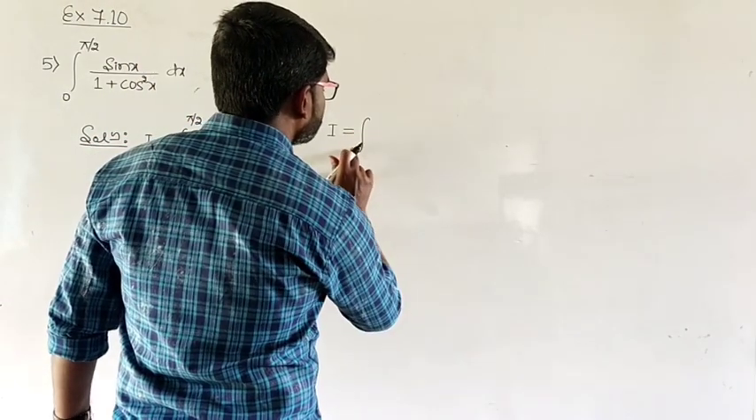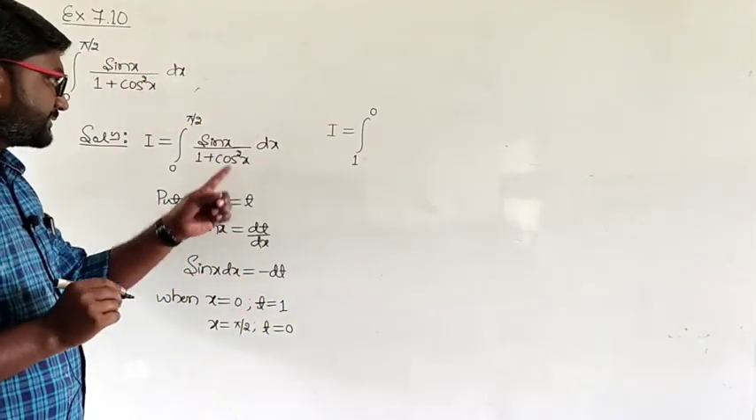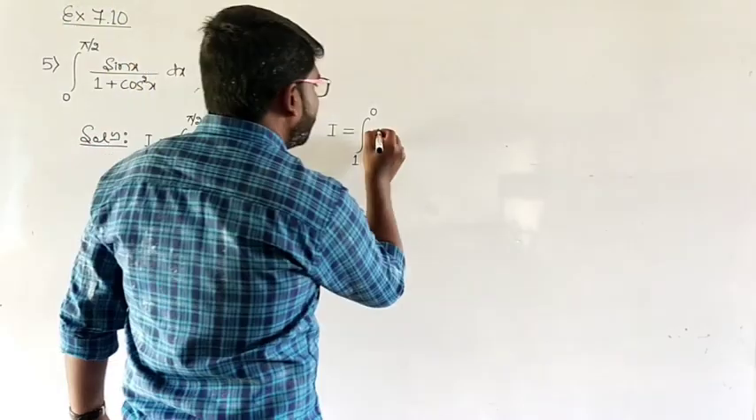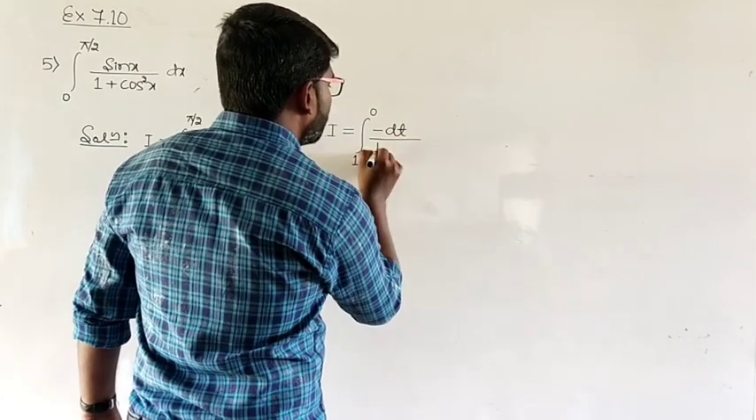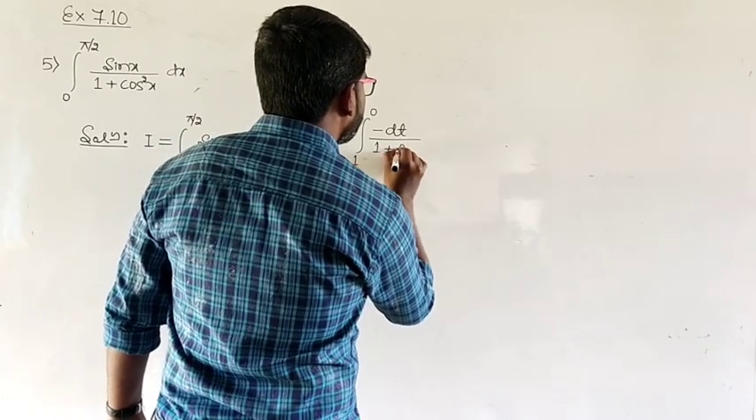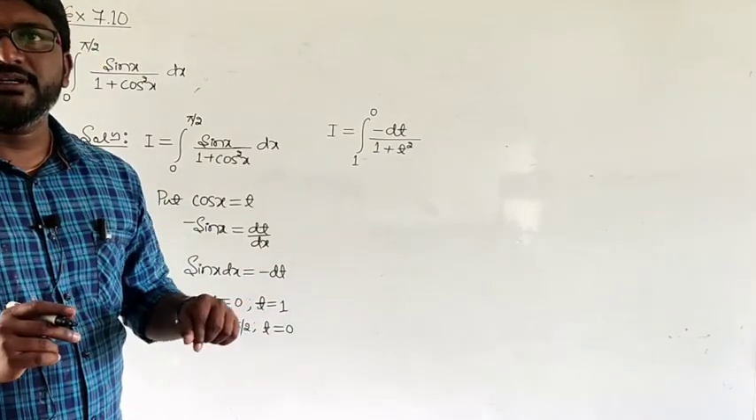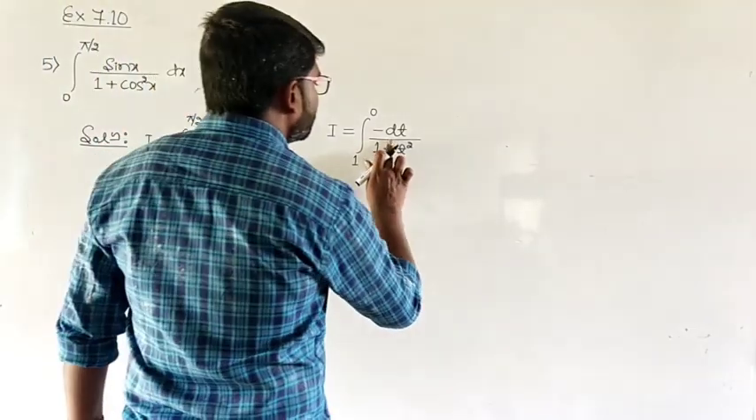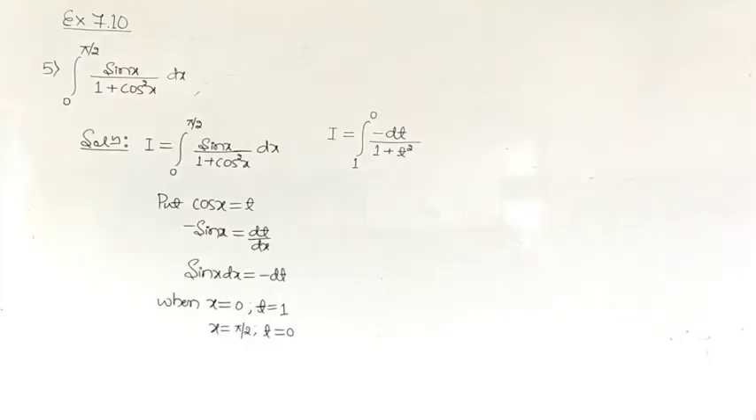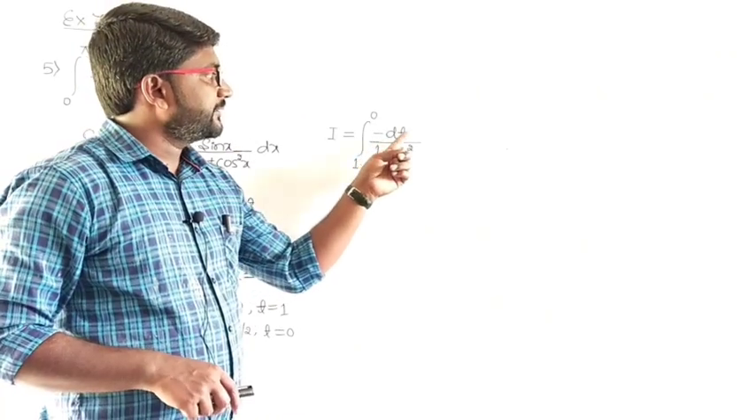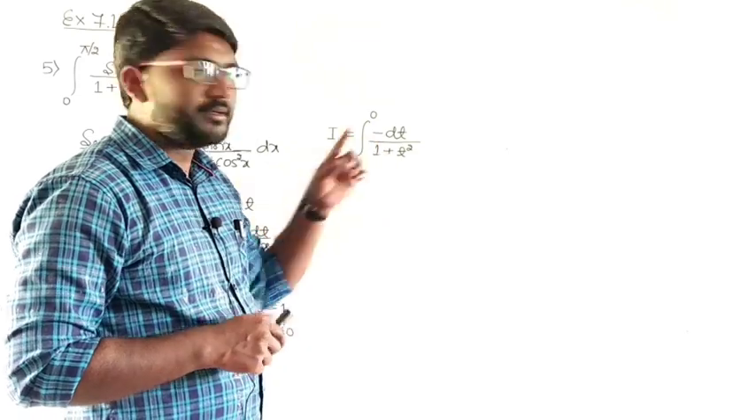So now 1 to 0, then sin x dx is minus dt, divided by 1 plus t square. So now it is the integration of dt by 1 plus t square. Integration of dt by 1 plus t square will be tan inverse t, and here we have the minus sign.